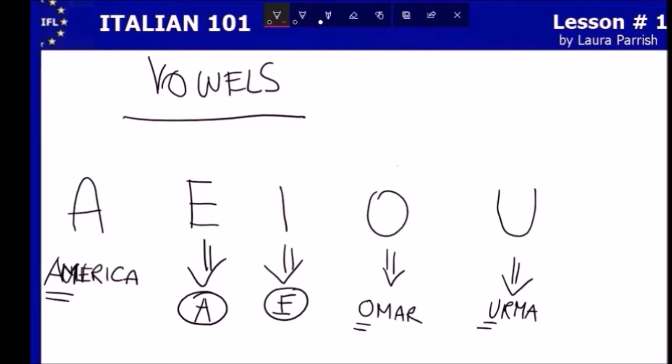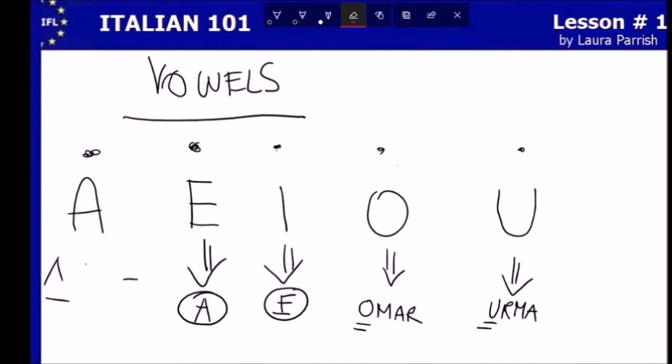So together, let's go. A, E, I, O, U. One more time. A, E, I, O, U.